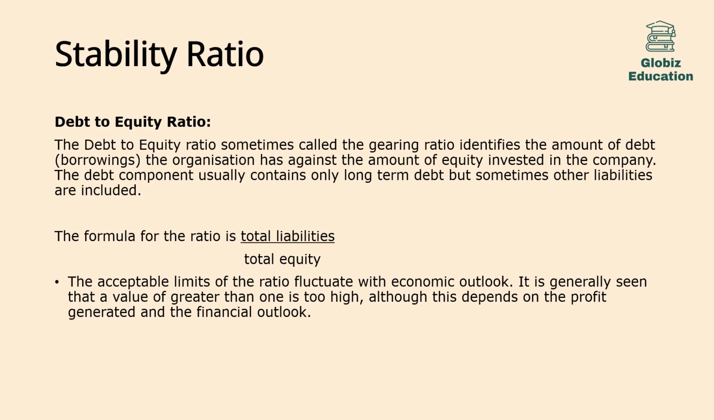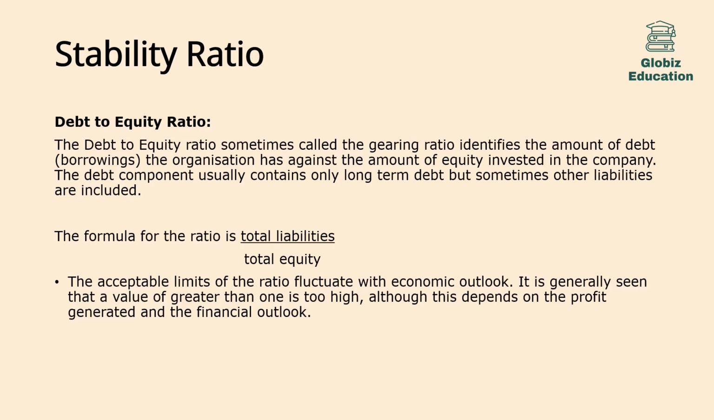So the last ratio is the stability ratio, which is the debt to equity ratio, sometimes called the gearing ratio. And this identifies the amount of debt or borrowings the organisation has against the amount of equity invested. So the formula there is total liabilities over total equity.